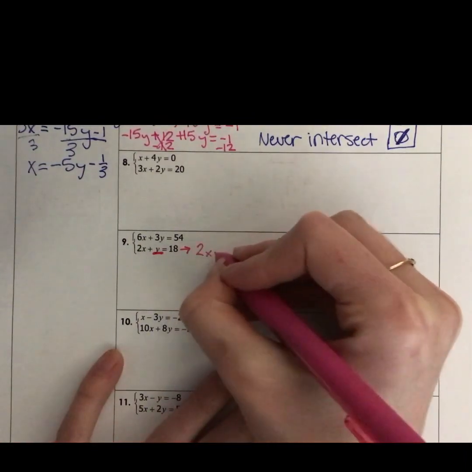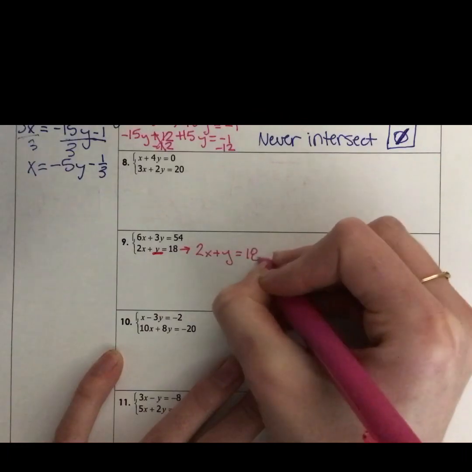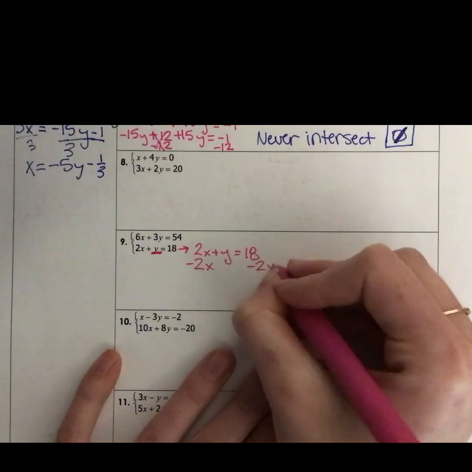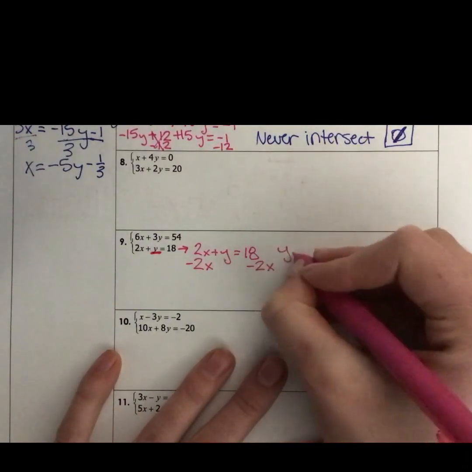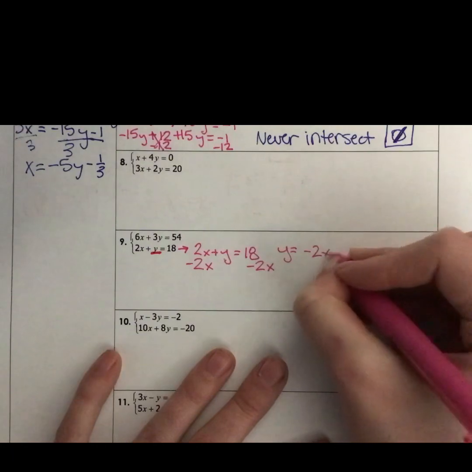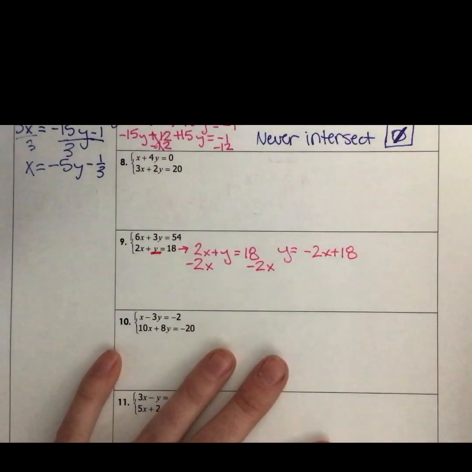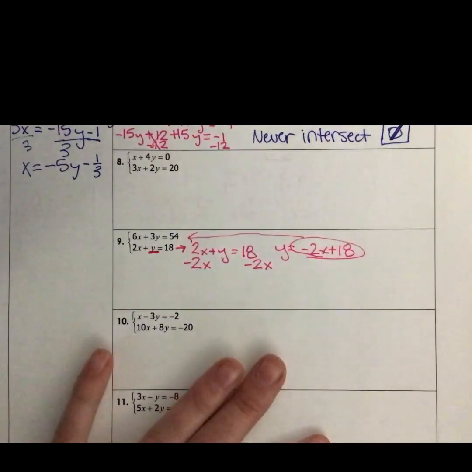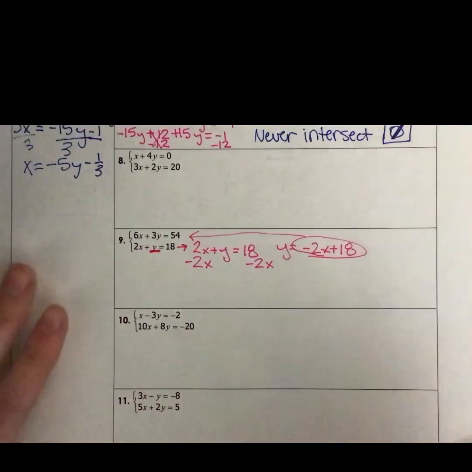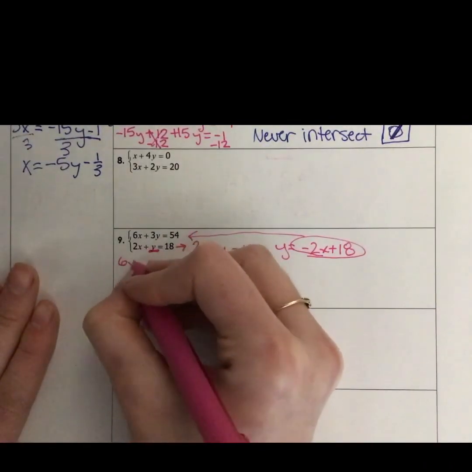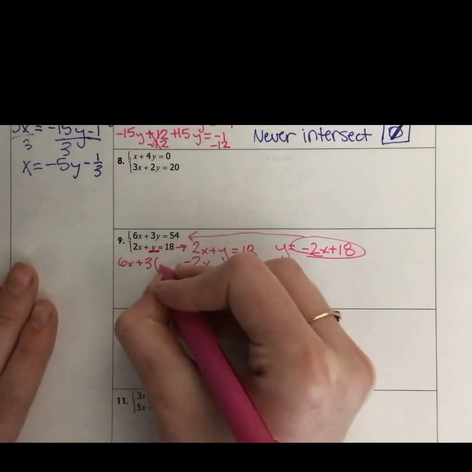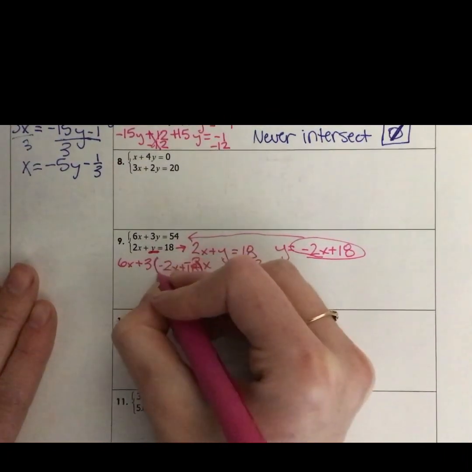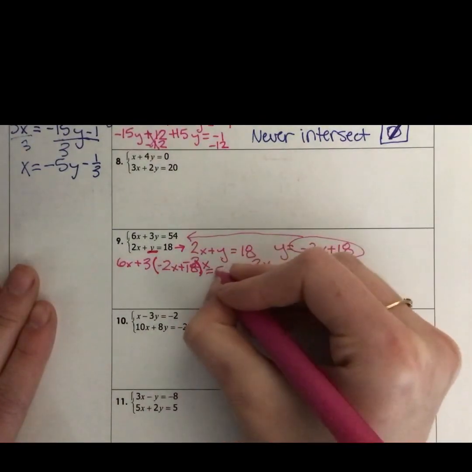So if I have 2x plus y equals 18, and I want to get y by itself, I'm going to subtract 2x from both sides. This now gives me y equals negative 2x plus 18. And since I have y by itself, I can go ahead and plug it into my first equation. Moving into step 2 now. So now I would have 6x plus 3 times negative 2x plus 18, and that equals 54.